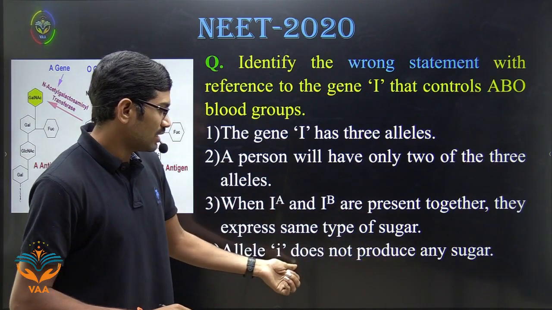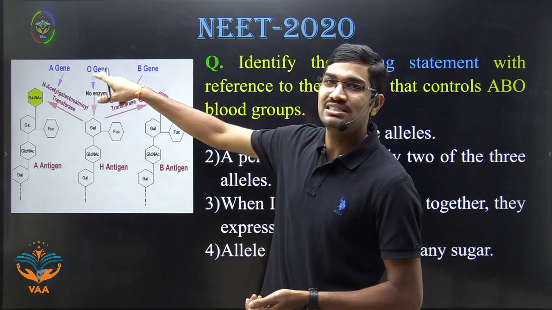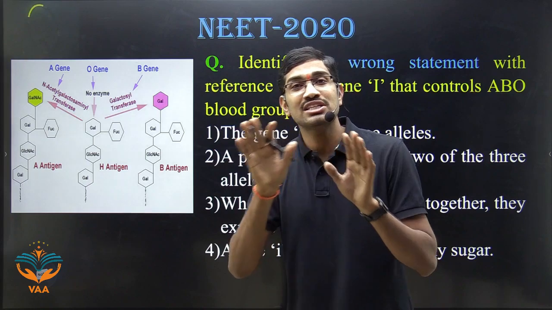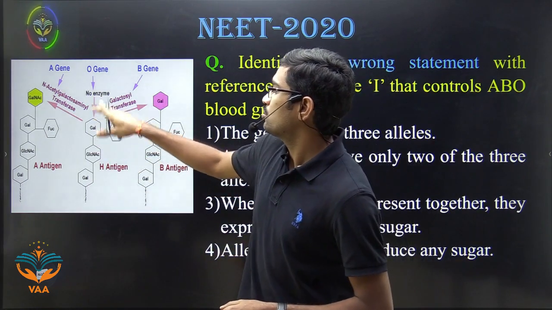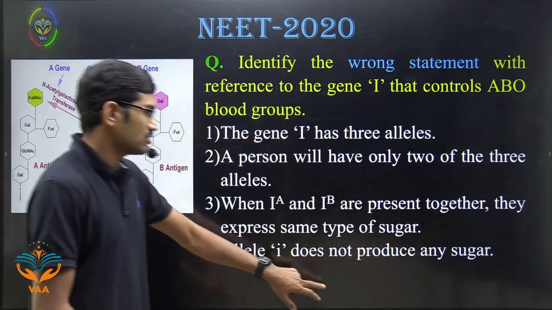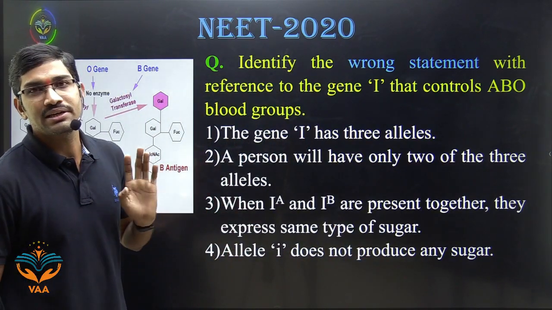Next one, allele small i does not produce any sugar. Yes, it is correct, because when the gene is recessive small i, it is not coding for the enzyme. Since it is not coding for the enzyme, no sugar molecule is added here. So this statement is also correct. So what is the wrong statement here? It is option 3. Clear?